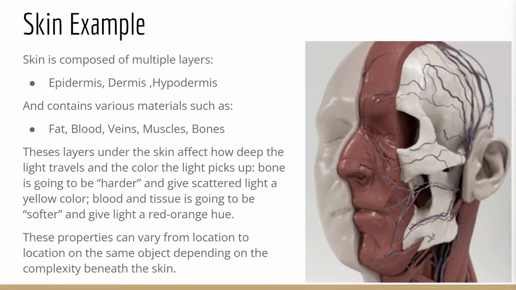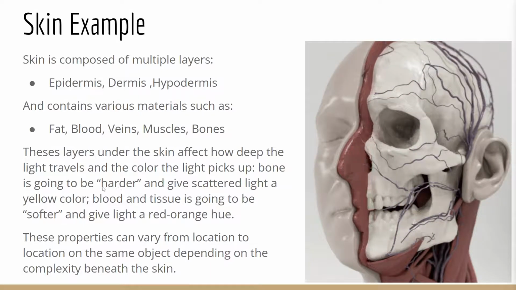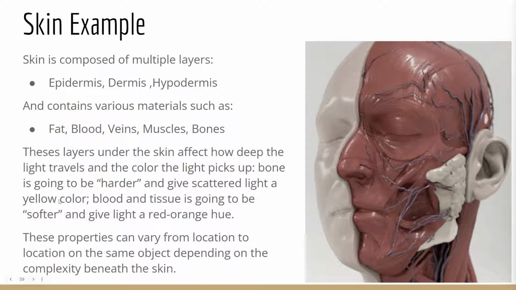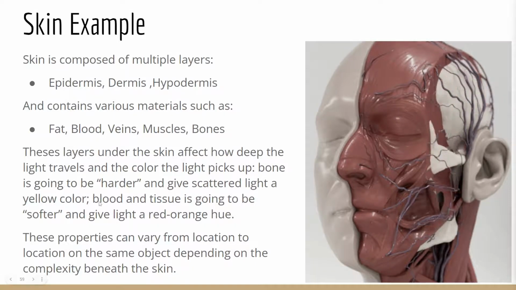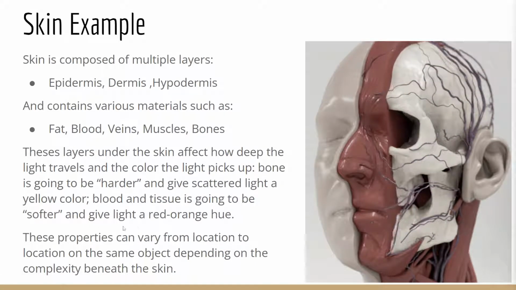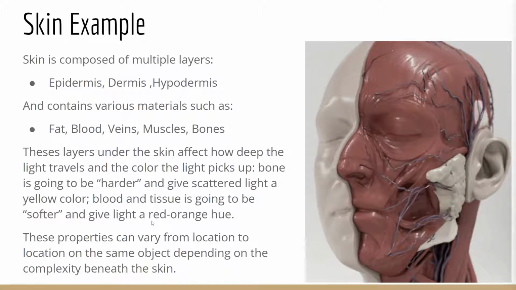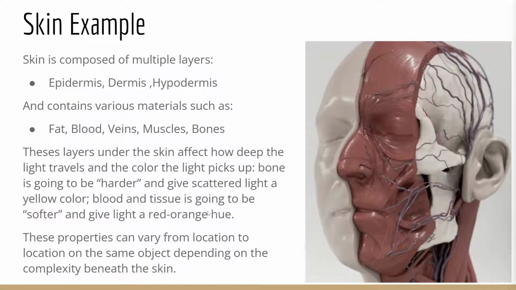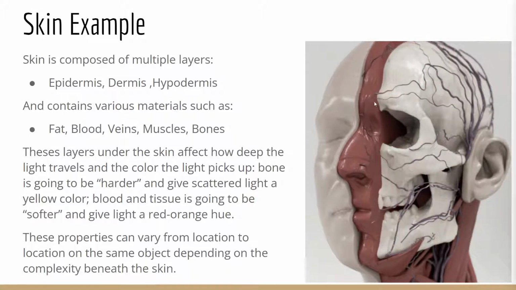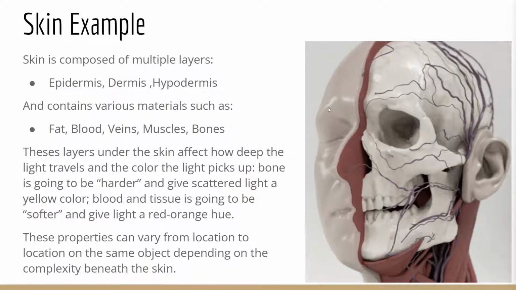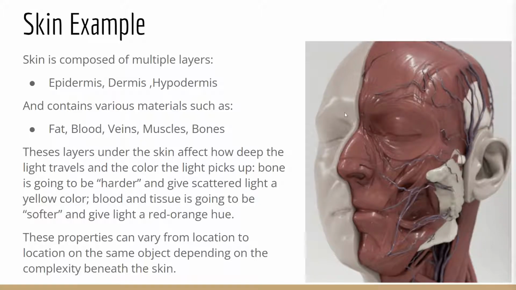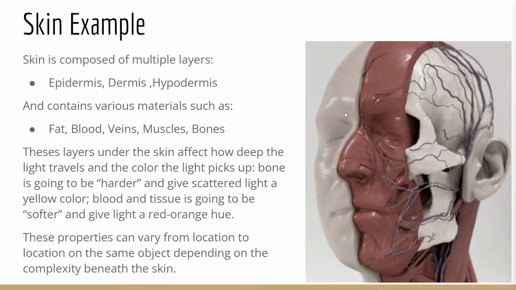So for instance, bone is going to be harder than skin, and it's also going to have a yellow tinting to the color of the light. And then blood and tissue is going to be softer, so light travels further, and it's going to give a red-orange color. Because of this complexity, if you were to really try to simulate the light scattering underneath the skin, it would be an immensely complex calculation or simulation.